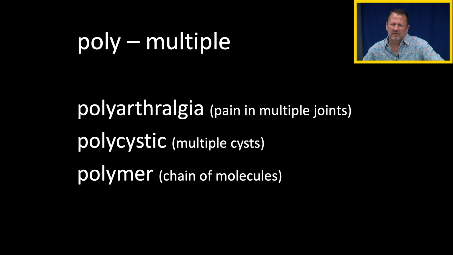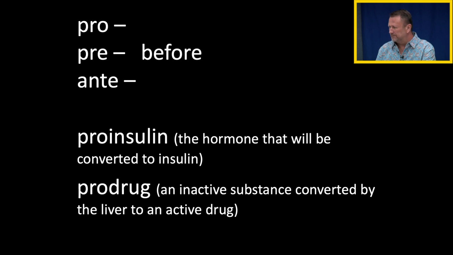Polyarthralgia just means they have pain in multiple joints instead of a monoarthralgia. If they have a monoarthralgia, mono meaning one, they have the pain in one joint. But if they have polyarthralgia, they have pain in multiple joints. Polycystic, multiple cysts. Polymer, mer is a chain of molecules. So you've heard of a polymer. Polymer is just quite simply a chain of individual molecules.